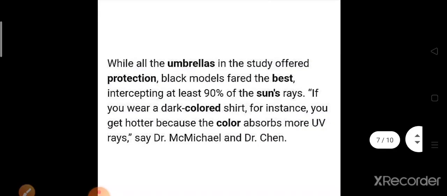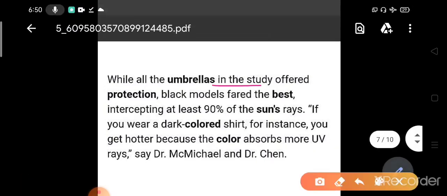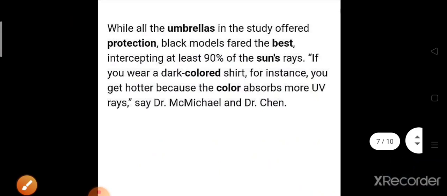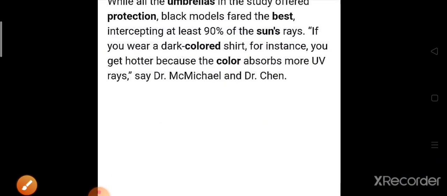Now what is the physics of the black umbrella? While all umbrellas in any study offer protection, black models fared the best, intercepting at least 90% of the sun rays. If you wear a dark colored shirt, you will feel hot, because the color absorbs more UV rays, and it will emit thermal radiation and give you a heating effect.